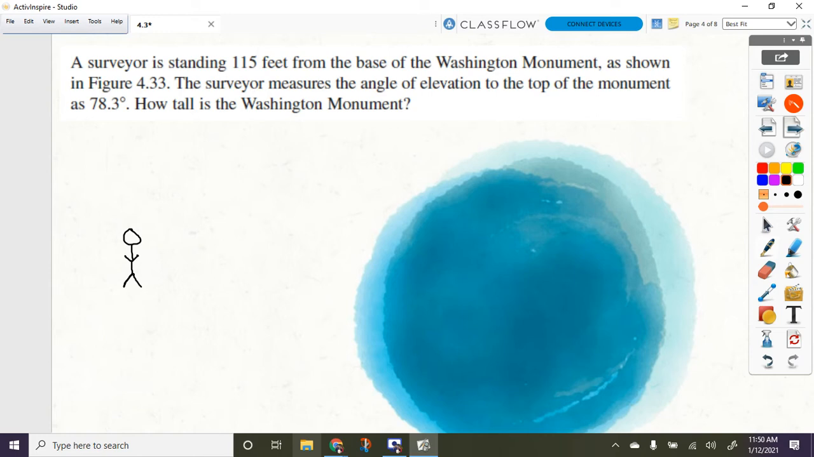Okay, and we said that he is 115 feet away from the Washington Monument. So we know that is 115 feet, from the scale. And then it also tells us the angle of elevation. So we know that we're looking to the top of the monument, and it tells us that we want to label the angle of elevation as 78.3 degrees. So which angle would that be?